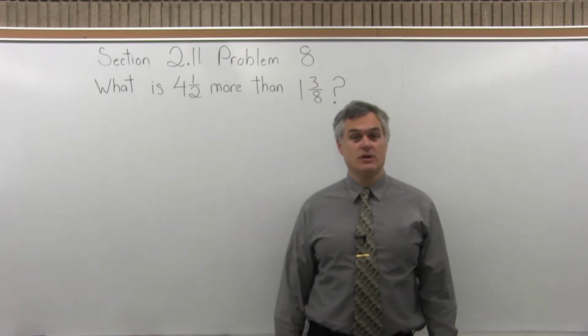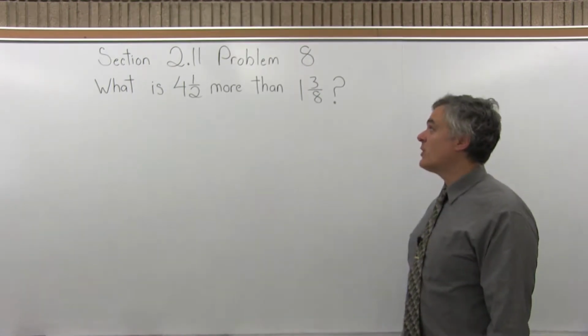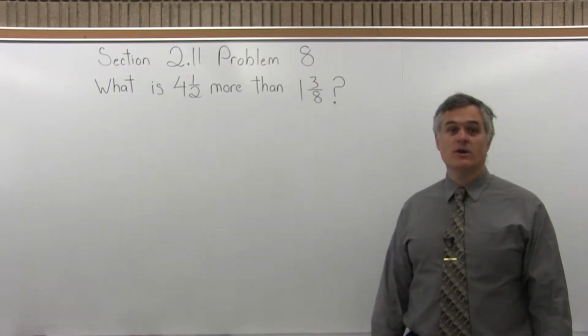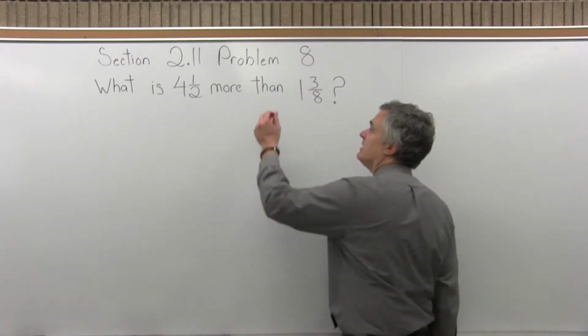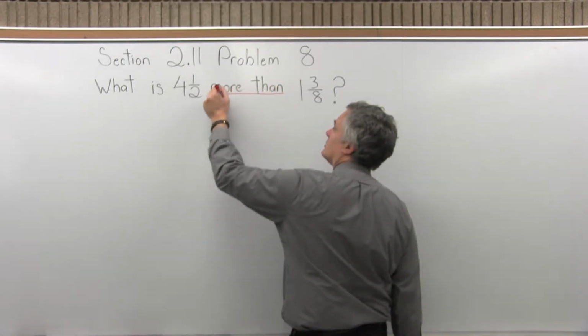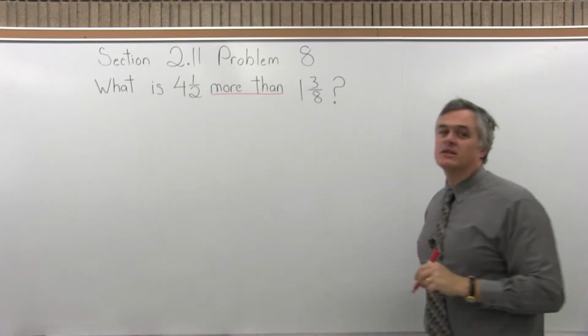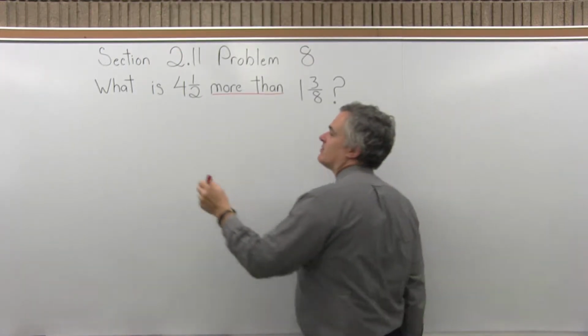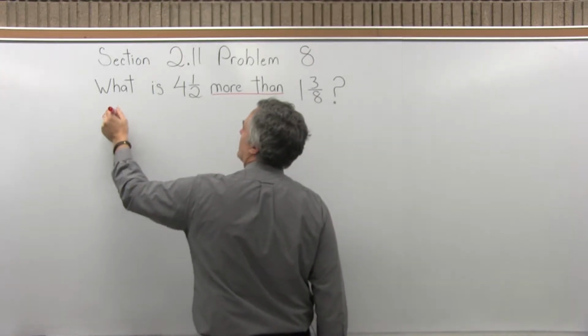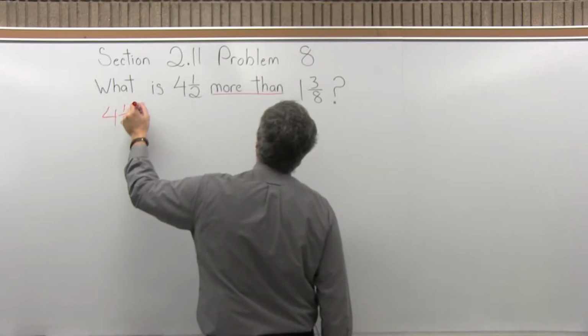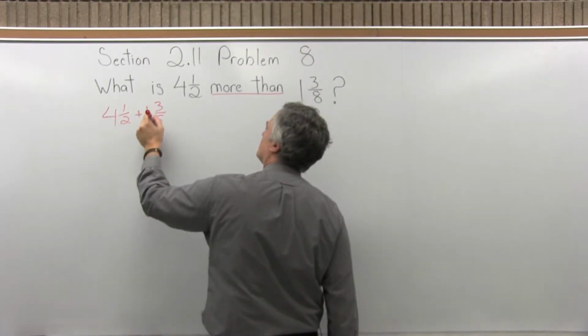This is Section 2.11, Problem 8. It says, what is 4½ more than 1 3/8? So the key phrase here to tell me what to do is "more than." That's telling me that I need to add. So this problem essentially says, add 4½ plus 1 3/8. That's what needs to be done.